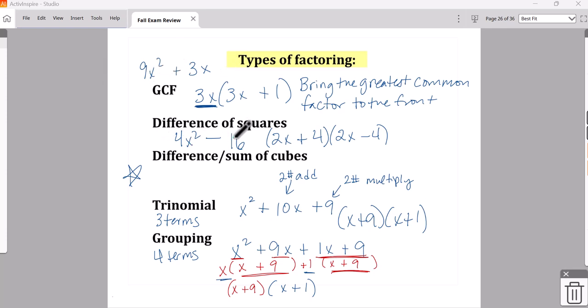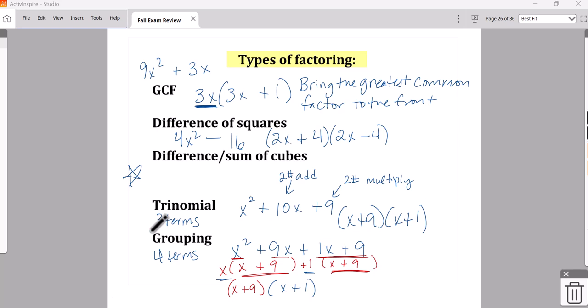The difference of two squares is a perfect square minus another perfect square, and so you square root this one, you square root this one, and so this one would turn into 2x times 2x, which gives us 4x squared, and 4 times negative 4 gives us negative 16. So one's positive and one is negative, but the values in both sets of those are the same. We're not really going to worry about difference or sum of cubes. But then trinomials and grouping are going to be our friends.